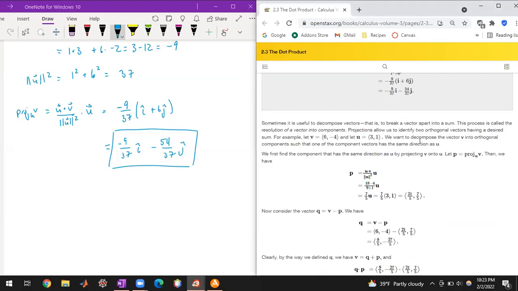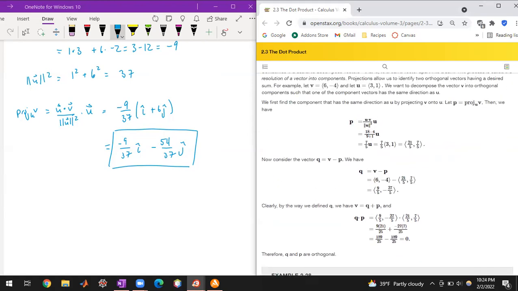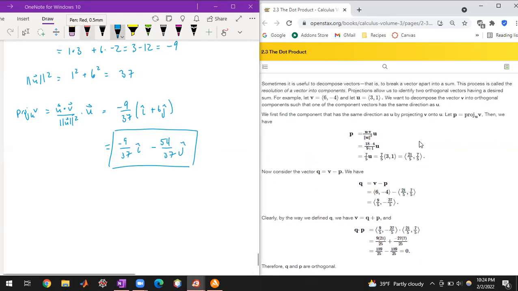All right, so sometimes it's useful to decompose vectors, that is to break the vectors apart into a sum. This process is called the resolution of a vector into components. So projections allow us to identify two orthogonal vectors having desired sum. So let's write out our definition.